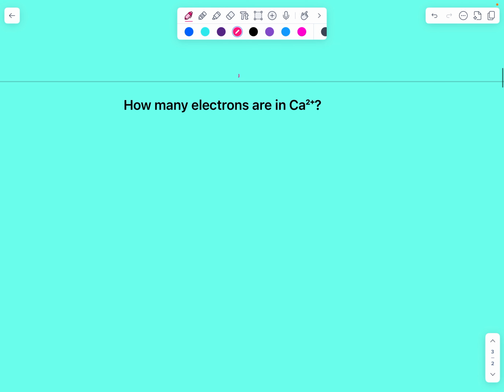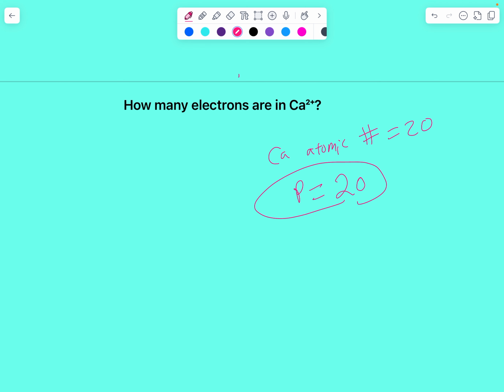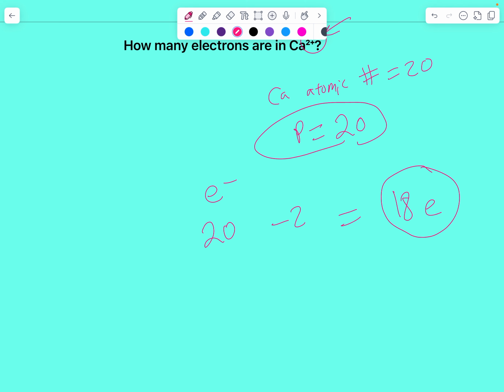Let's look at problem 2. How many electrons are in calcium? Okay, so calcium's atomic number, use your periodic table. Calcium's atomic number equals 20. All right, which would mean what for protons? That it's also 20. Positive charge means electrons were lost. So it's minus 2 actually. So for electrons, we're going to do 20 minus 2. So it's 18 electrons.